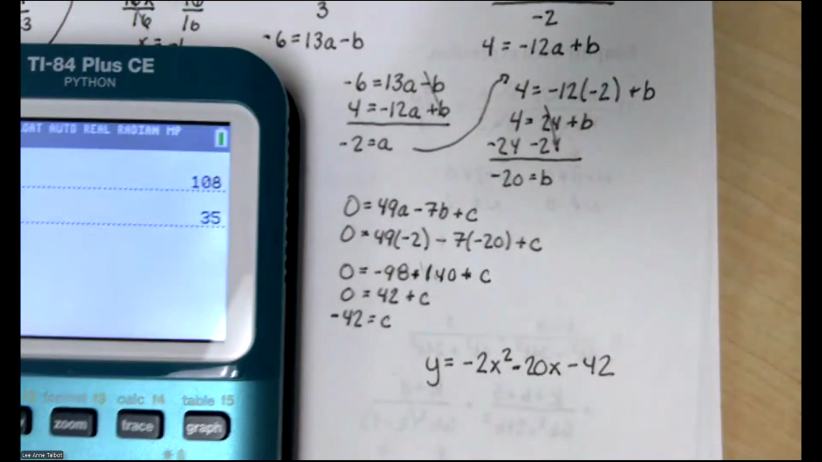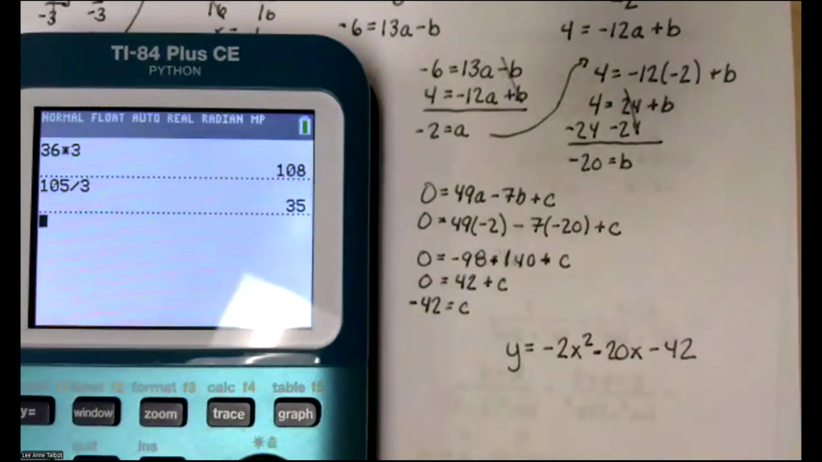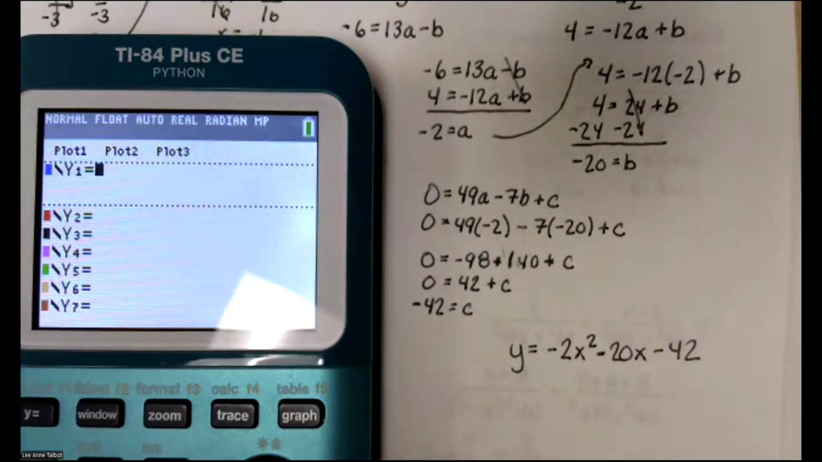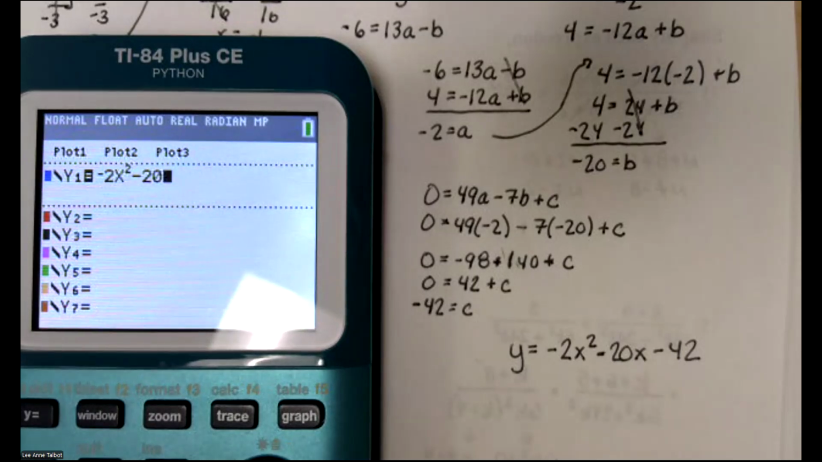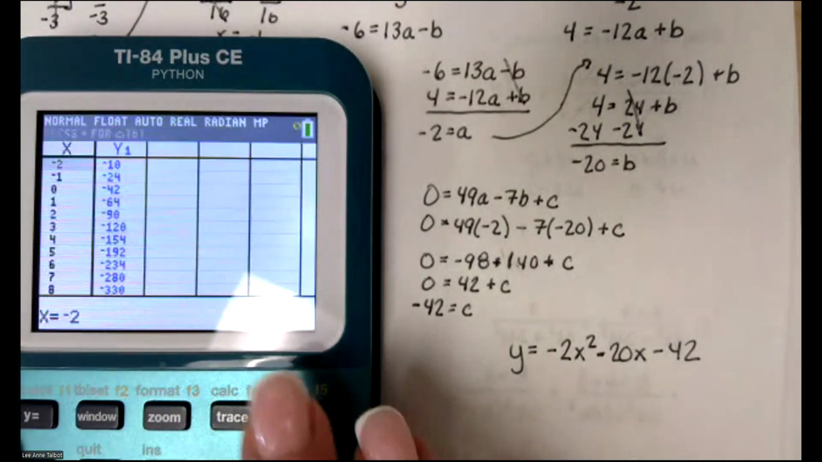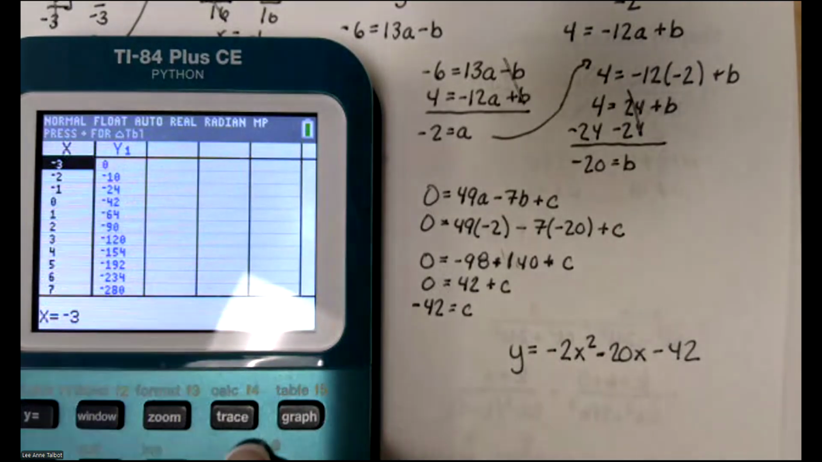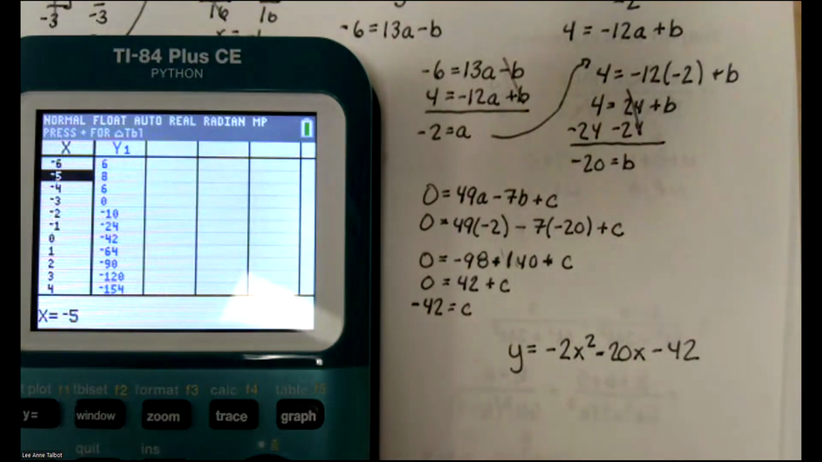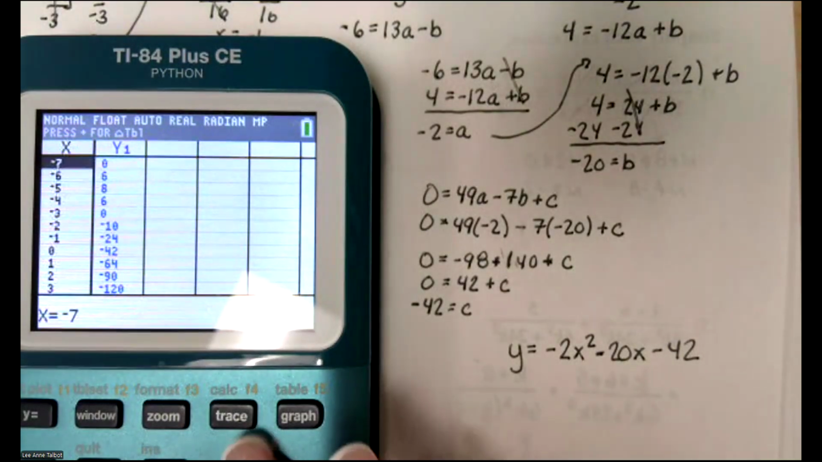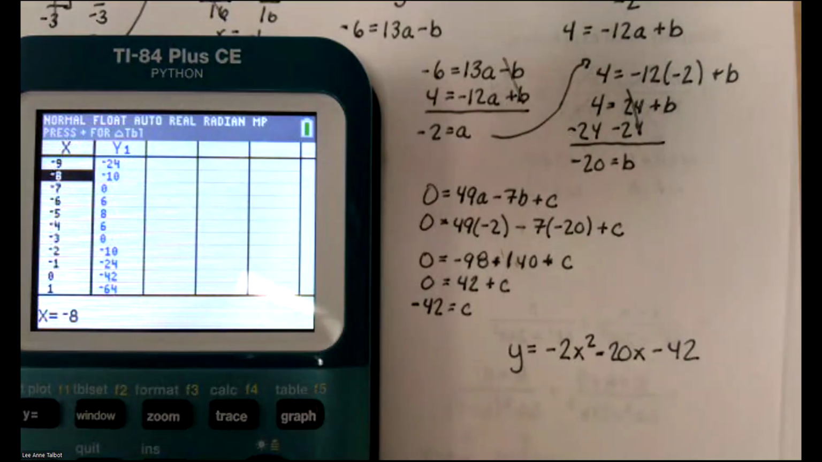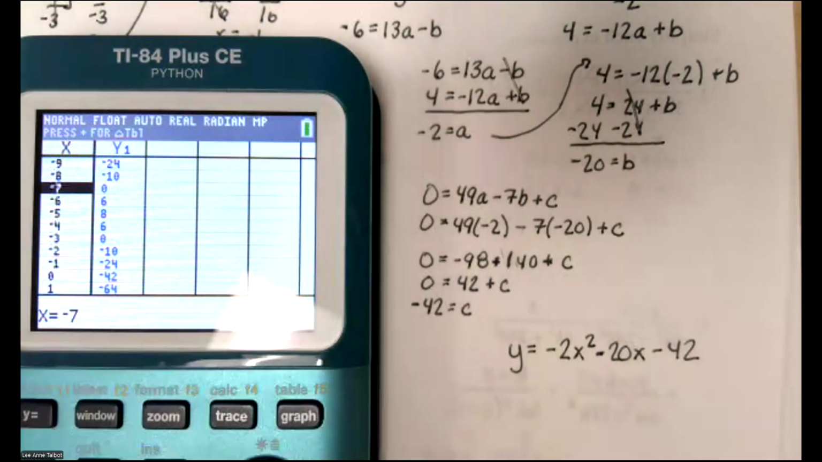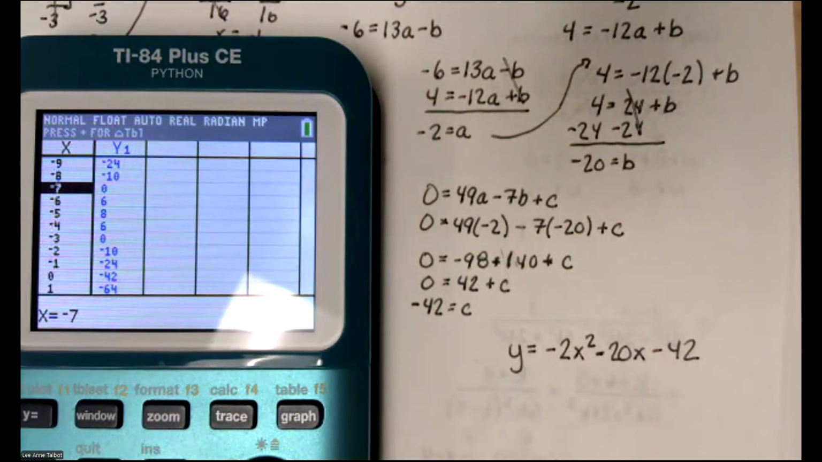Okay, now real quick, while you guys are finishing that up, I'm just gonna check our answer. Okay, does it have these points on it? Negative 5, 8, negative 8, negative 10, negative 7, 0. Yep. Do you guys see what I did to check my answer?